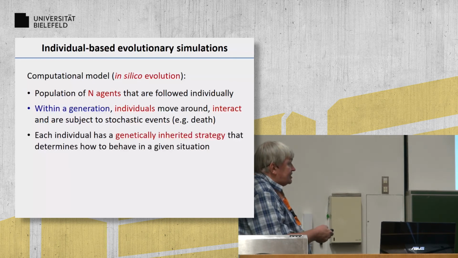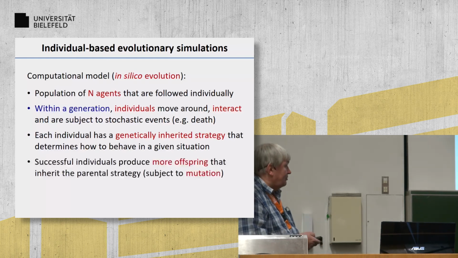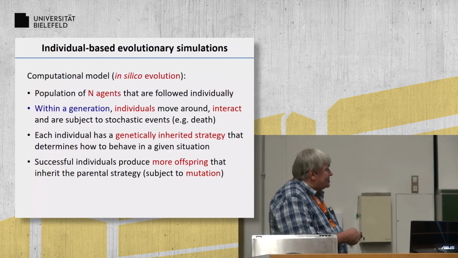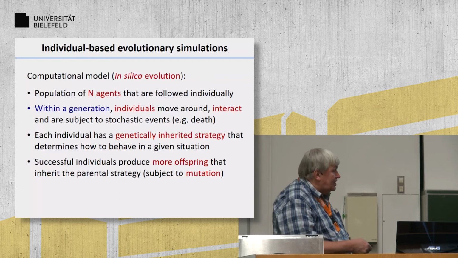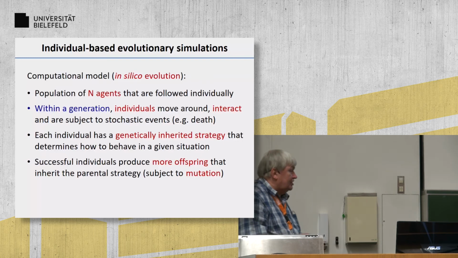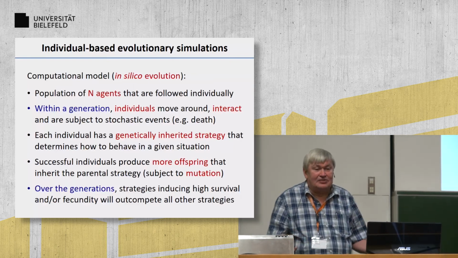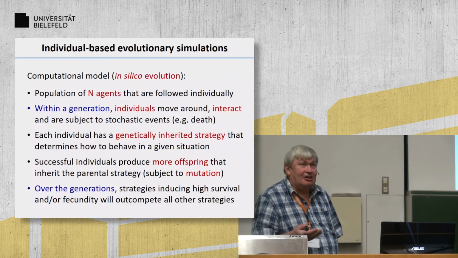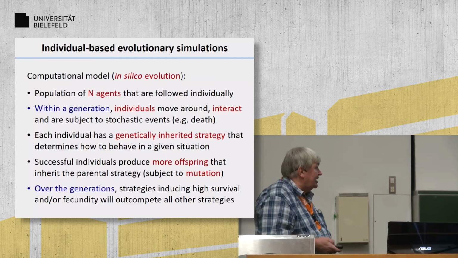But each individual has a genetically inherited strategy that determines how to behave in a given situation. And this is the most important thing. Successful individuals produce more offspring, and therefore transmit the parental strategy to more offspring. There is some mutation, with a low mutation rate, to create new variation. Over the generations, you then see that strategies promoting high survival and/or high fecundity will outcompete other strategies. That's basically what such an individual-based simulation looks like. It's more or less just mimicking an evolutionary process in a computer.